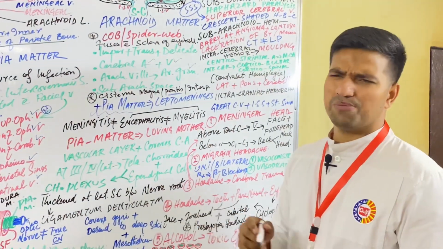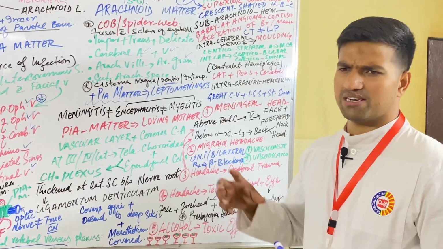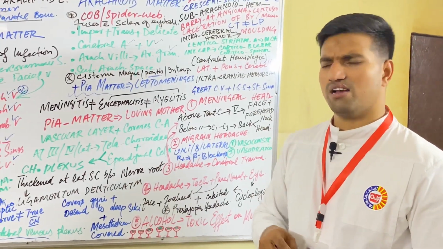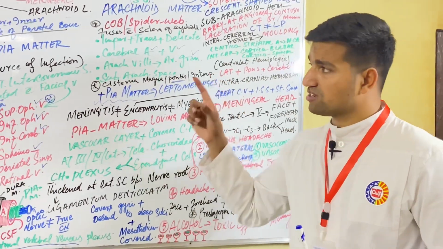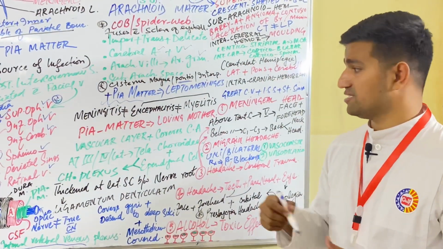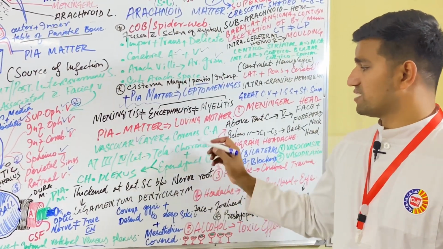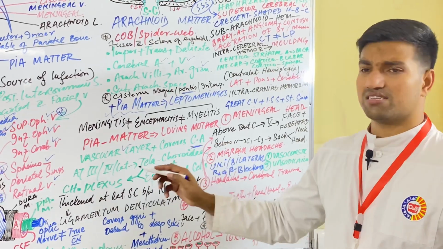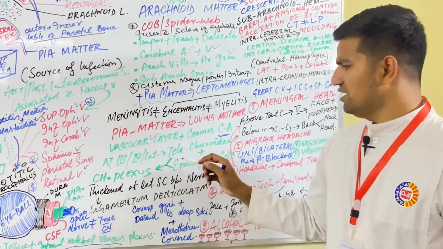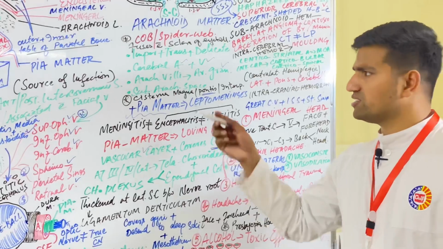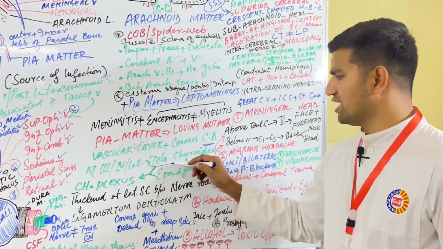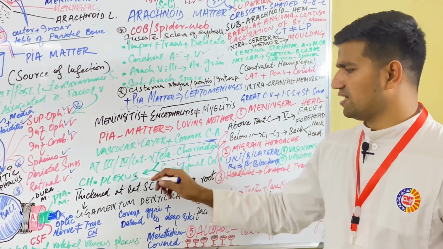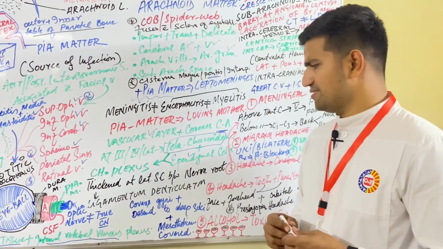Then pia mater: pia means loving, mater means mother, a loving mother. It always stays with its kids, always stays with the cerebral tissues. It also covers the spinal cord and cerebral arteries. It is a vascular layer. It covers the cerebral arteries at the third, fourth, and lateral ventricles, and due to the covering of the cerebral arteries, it becomes tela choroidea, and tela choroidea plus ependymal cells is called choroid plexus.